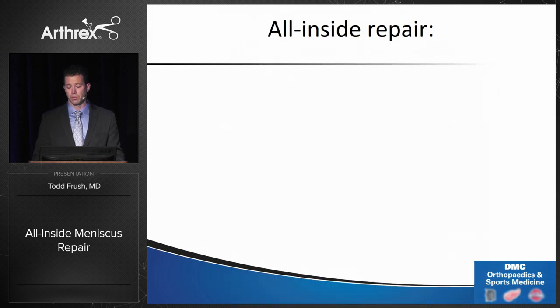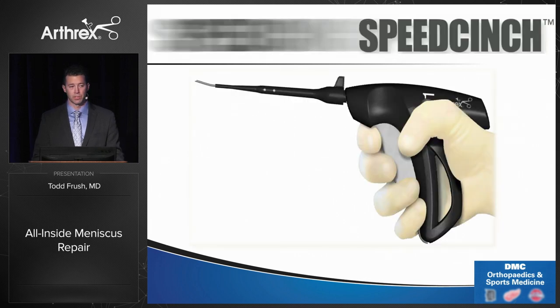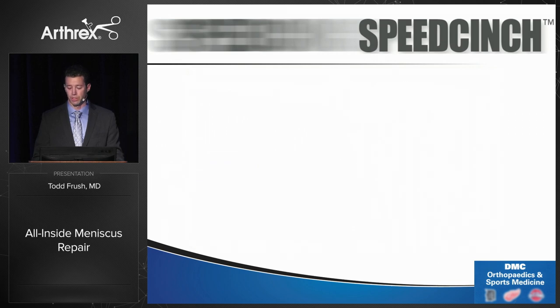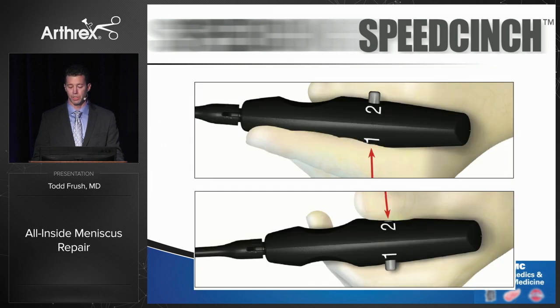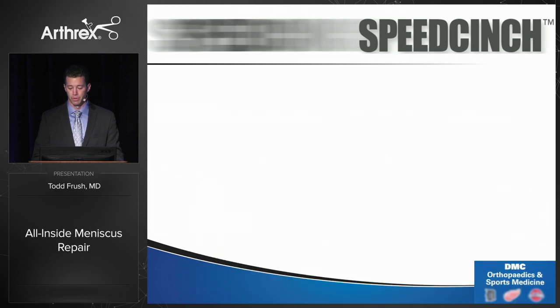So for all-inside repair, the Meniscus Cinch has remained a trusted workhorse, and I've put in many, many of these with very good success. But now we have the SpeedCinch. The SpeedCinch is the next generation of all-inside repair. We see the ability with this to toggle the implants with a thumb or index finger. There's an adjustable depth stop you see here also to help avoid over-penetration of the meniscus.